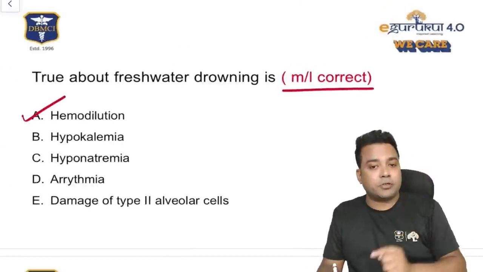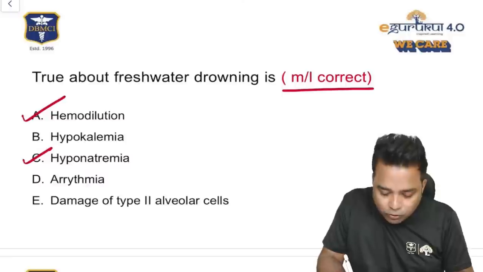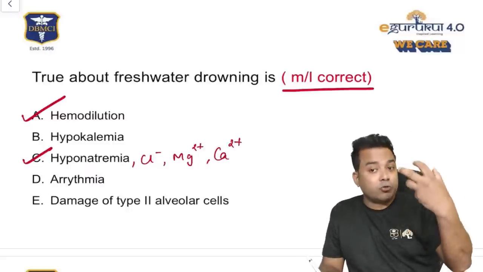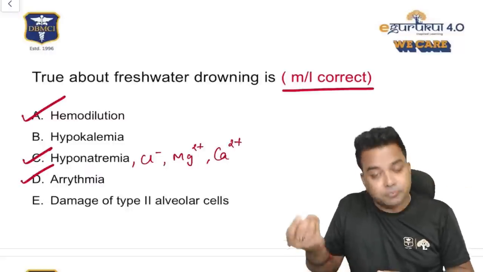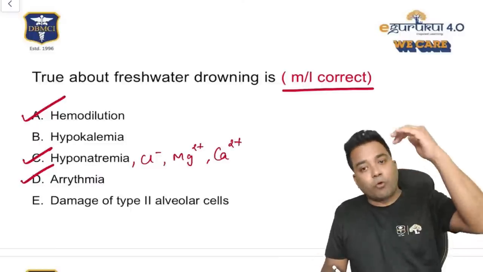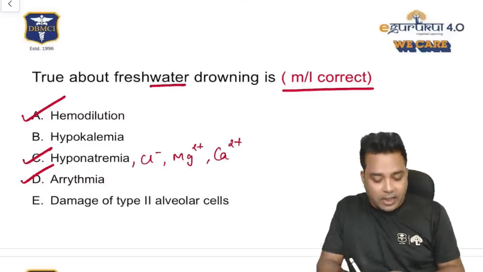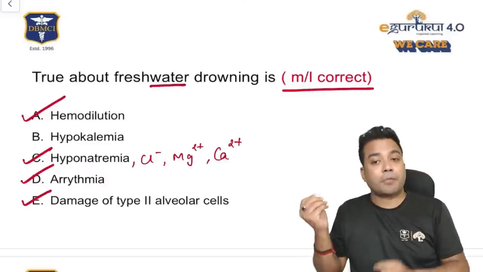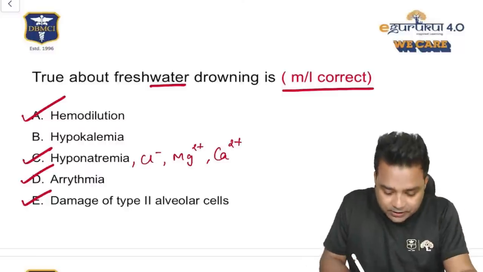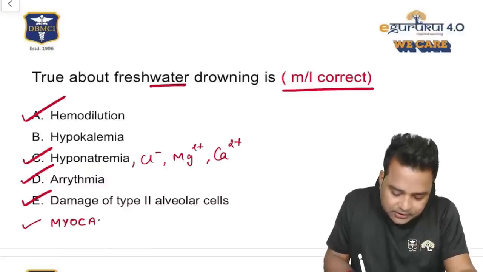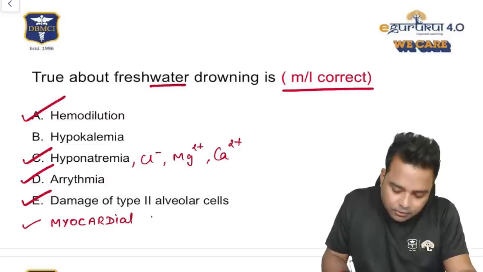As a result of hemodilution, yes, levels of sodium, chloride, magnesium, calcium, all will be decreased. And yes, it leads to ventricular fibrillation. We all know arrhythmia is also going to happen. And yes, whatever may be the type of water, this water will lead to damage of type 2 alveolar cells. Again, I can add one option in future exams: will there be myocardial hypoxia? Answer will be yes. Myocardial hypoxia, yes, this is also commonly seen.